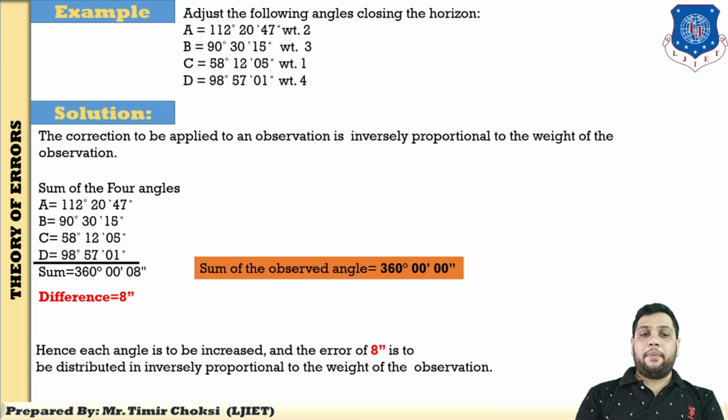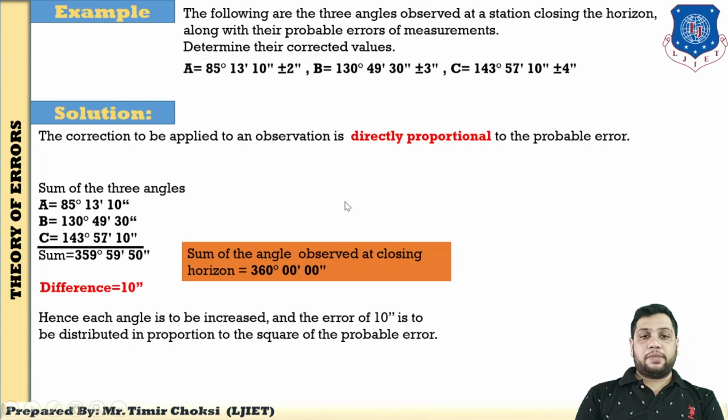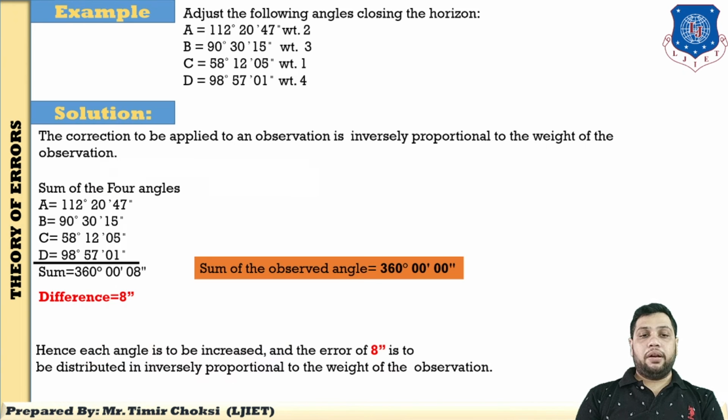So this is the distribution of error using rule number 1: the correction to be applied to an observation is inversely proportional to the weight of the observation. In the first example I explained using rule number 2, and the second example uses rule number 1, depending upon the data.